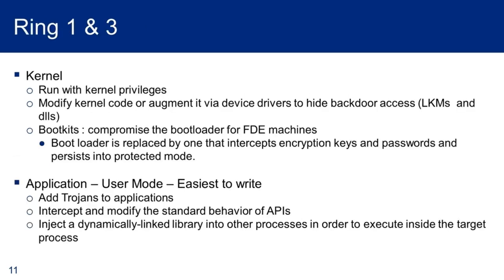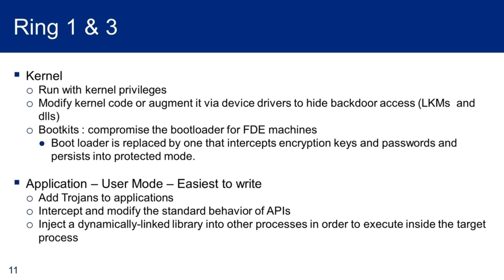A kernel-level rootkit has unrestricted security access, but is more difficult to write. The complexity makes bugs common, and any bugs in code operating at the kernel level may seriously impact system stability, leading to discovery of the rootkit. Bootkits, a subcategory of kernel-level rootkits, compromise bootloaders for machines with full disk encryption to intercept the encryption keys and passwords and persist into protected mode.